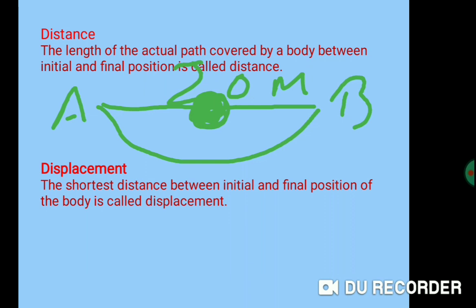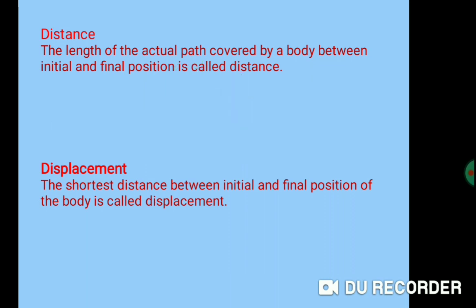Do we travel the same distance as we traveled before? Yes or no? No. We are traveling more distance. So it is very clear: what is the path traveled by you? What actual path is covered by you? That is distance. Now the second one is displacement. The shortest distance between the initial and final position of the body is called displacement.